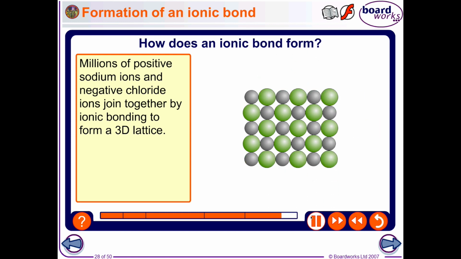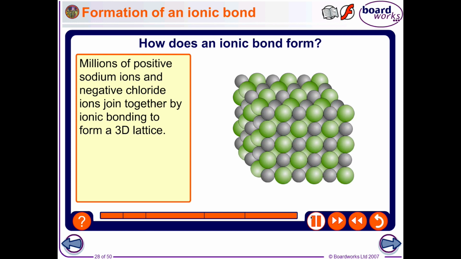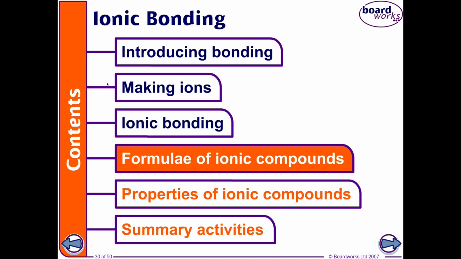So it's incorrect for me to refer to an ionic structure as a molecule because it doesn't exist as a molecule. What happens is it exists as an ionic lattice, which is a three-dimensional structure containing millions upon millions of ions stacked into a three-dimensional cube structure, as you can see there. Right, so the next part is to look at the formula of ionic compounds.